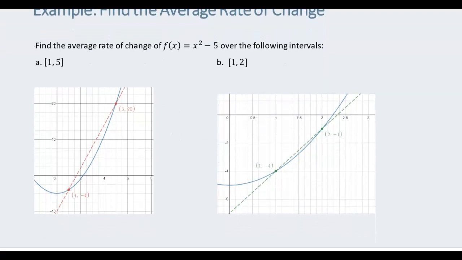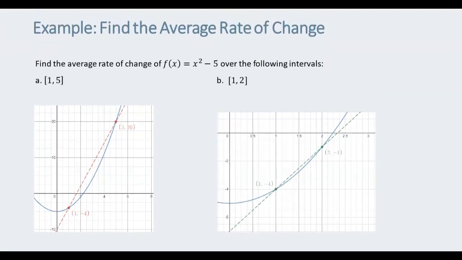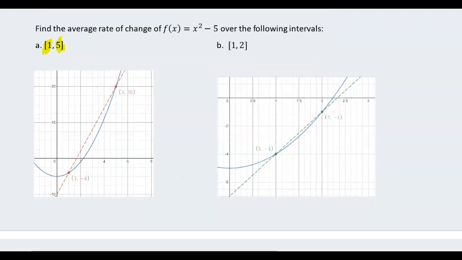So here's a function. Let's consider the function x squared minus 5, just a simple parabola. And we want to find the average rate of change on a particular interval. So what this is saying is I'm giving you two x values. The first x value is 1. The second x value is 5. If I plug 1 into the original function here, I get -4. So you can see I've got the point 1, -4 here. If I plug 5 into the original function, I'll get 20. So here's another point, 5, 20.